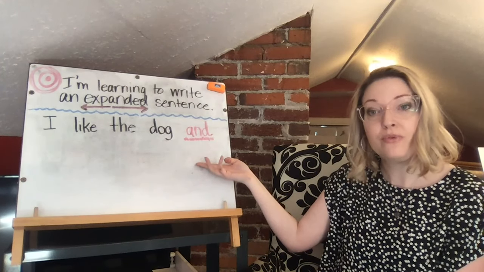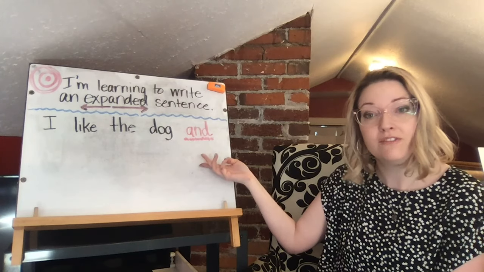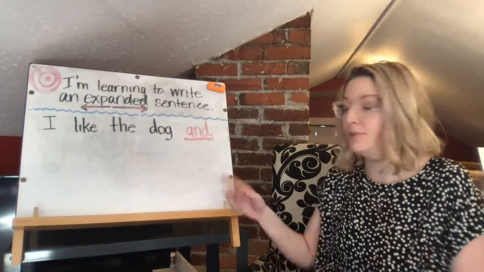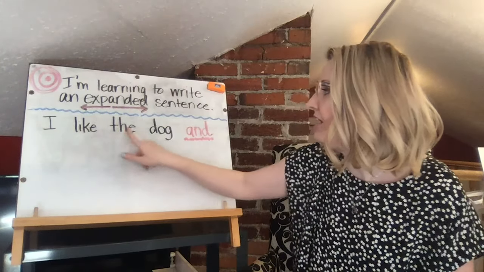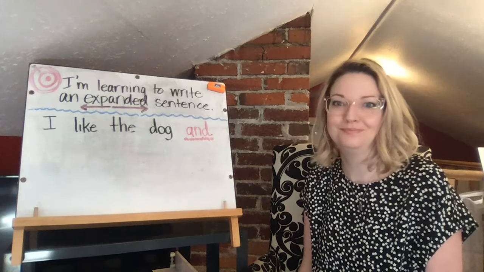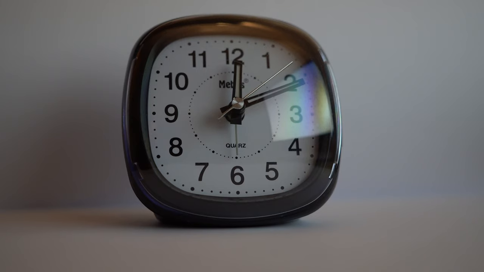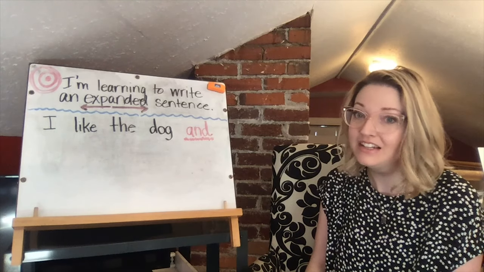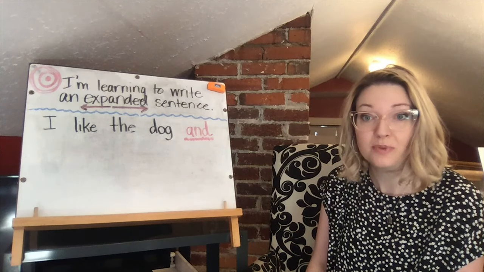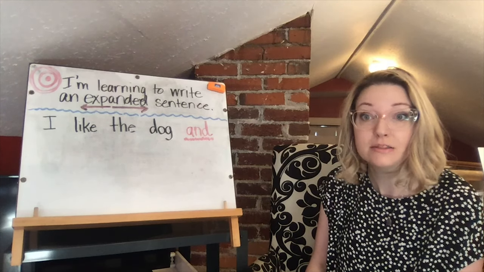Okay, now we have to figure out what we want to write after the word and. Let's find out by rereading and thinking inside our head how we can complete that sentence by using the word and. Let's go back and reread. I like the dog and, this is the creative part. Think inside your head. How could you complete that sentence? I like the dog and, okay, I think I have an idea of what I'm going to write, and it includes a sight word, so it should be easy for us to make this sentence expanded.